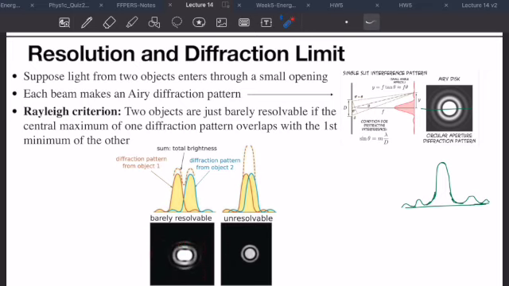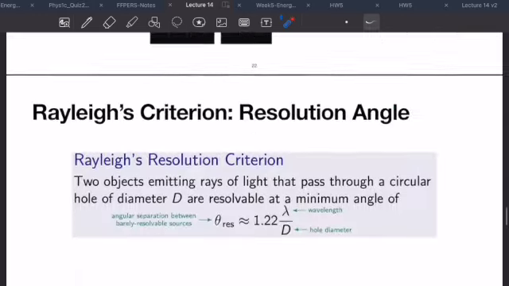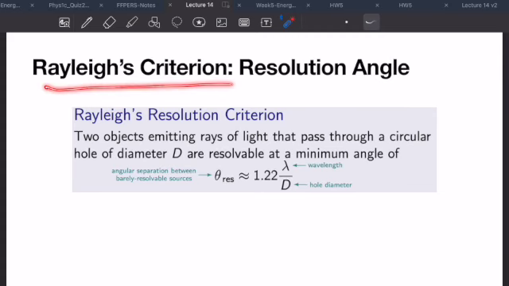If you take a look at this, you can tell that this Airy pattern is from two different sources. And then once they overlap enough, basically they're unresolvable. You wouldn't be able to tell the difference between these two in terms of did this diffraction pattern come from two different sources of light, or whether it just came from a single source. Okay, the consequence of all of this is what we call Rayleigh criterion.